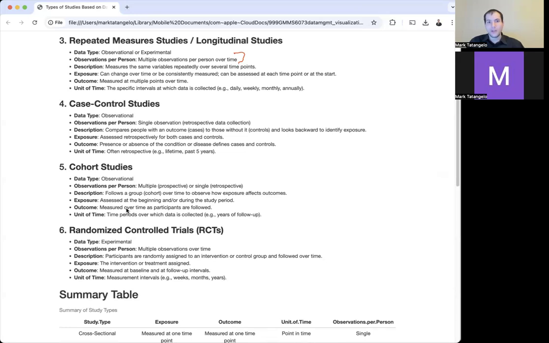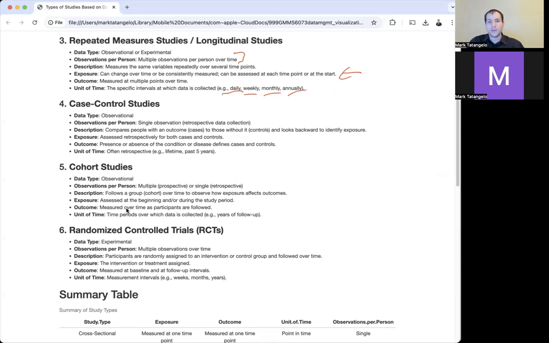The exposure can change over time or be constantly measured and can be assessed at each point in time or at the start. The outcome can be measured at multiple points in time. The unit of time is a specific interval, so it could be daily, weekly, monthly, annually, and so forth.